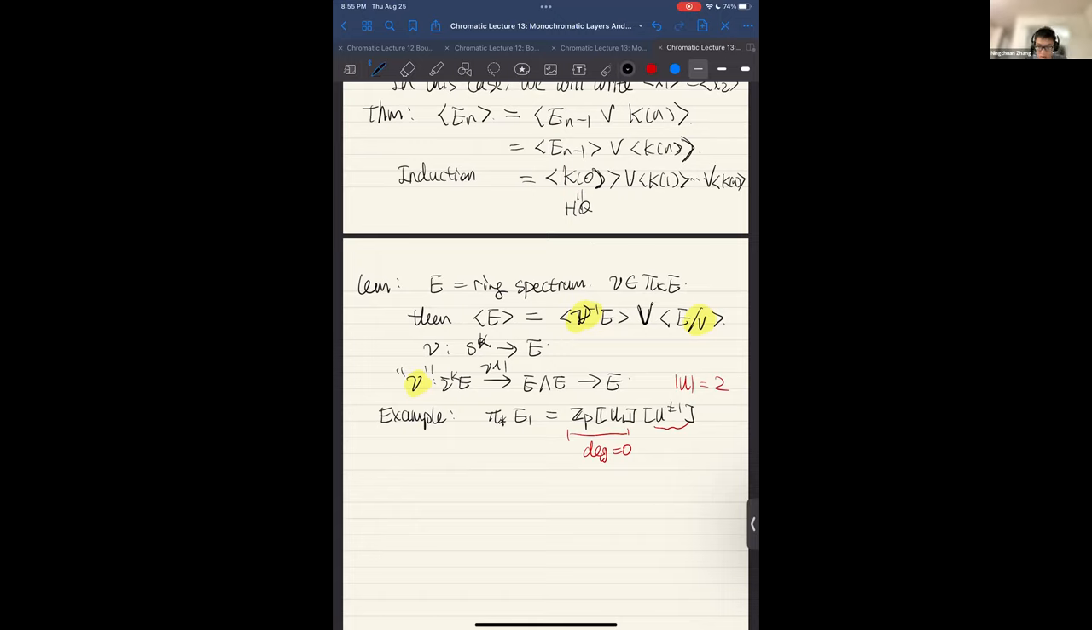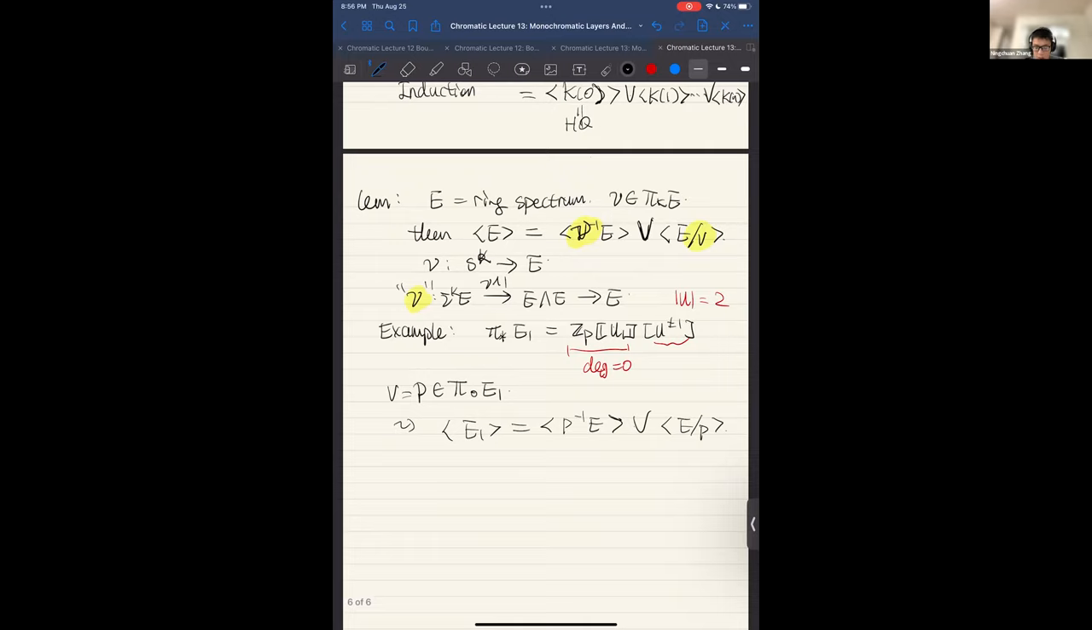So what are we going to do? Which element do we want to invert? Well, there's a very convenient element. p is in pi 0 of E1, right? So E1 is also an E infinity ring spectrum, so we can play this game. If we set V to be p, multiplication by p, then the Bousfield class of E1 is equal to the Bousfield class of p inverse E wedge, or sum with, E quotient out by p.